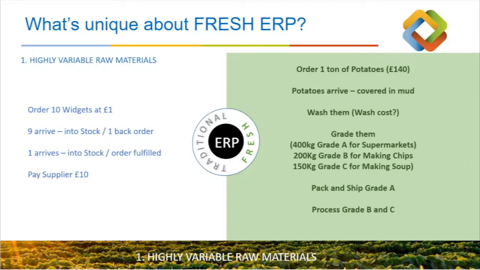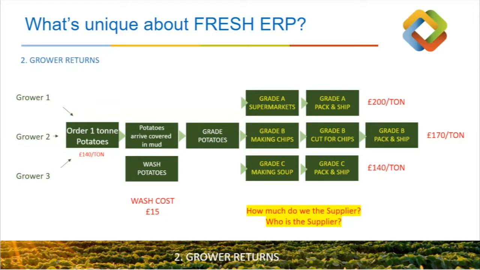And if you look at it from a diagrammatic point of view, with a view to grower returns, i.e. how much you're going to pay who for these potatoes, this is grower returns or grower liquidations or consignment accounting, it's called many things. It is an exceedingly complicated model, as you can see. The potatoes come in, we wash them, who's going to pay for that? We grade them, we're ending up with £200 a tonne for the supermarkets, £170 a tonne for the chips, £140 a tonne for the soup. How are we going to work out who to pay?